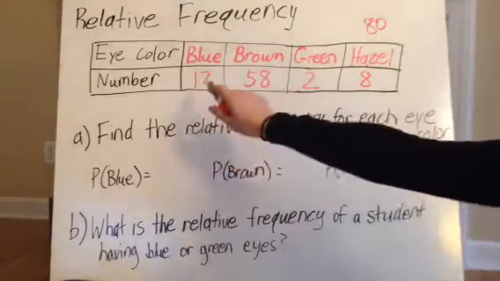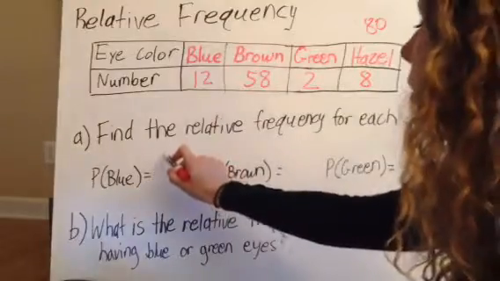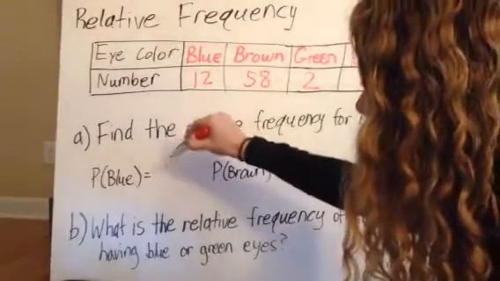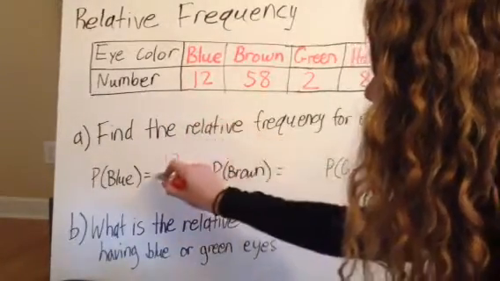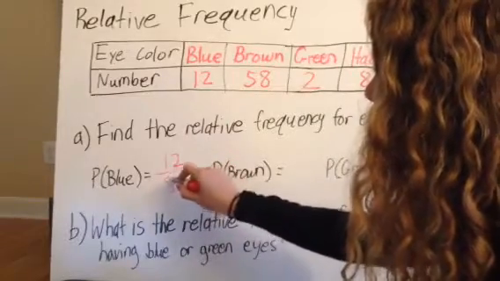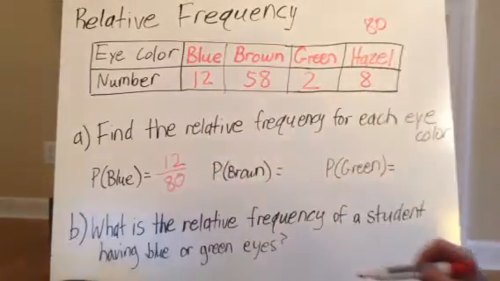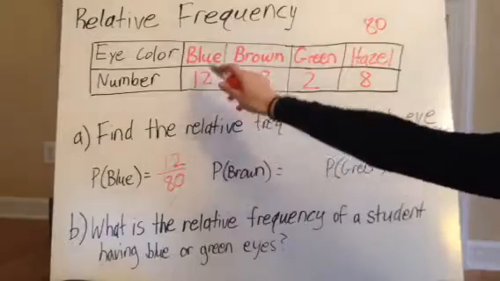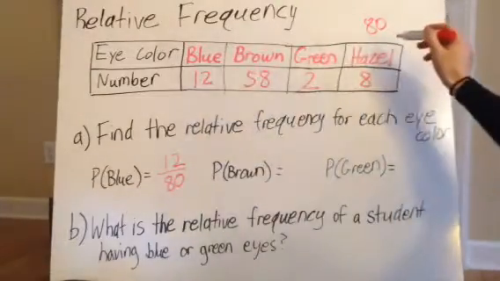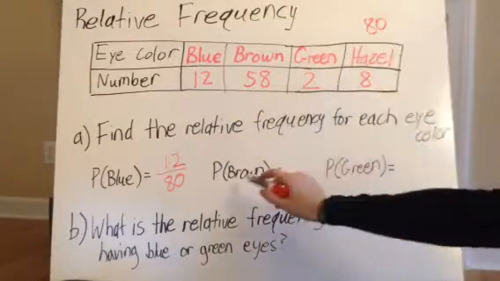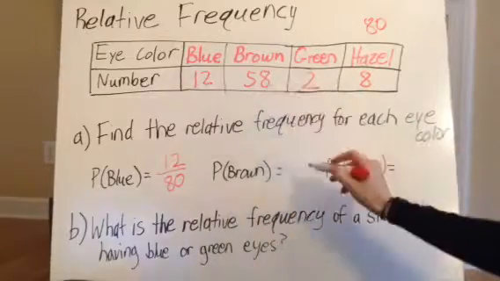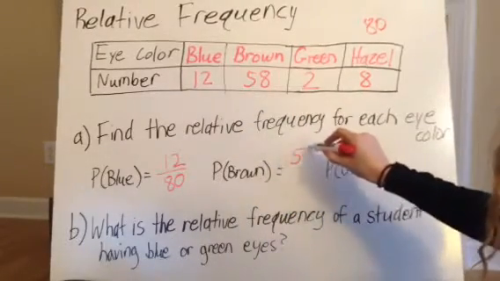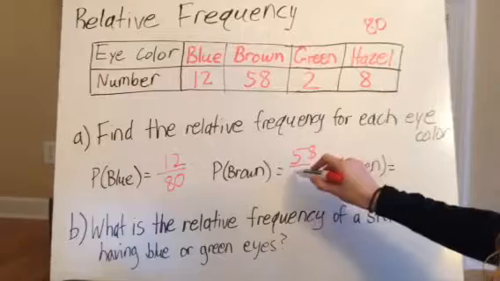Well, if we look at our chart, we know that there are 12 blue. But remember, probability is always a fraction or a percent. So we want to have 12 over 80 as our number. We have the total number that we're asked about over the total number of students. So let's look at brown. Brown is 58. And again, we're putting 58 over our total number of students.